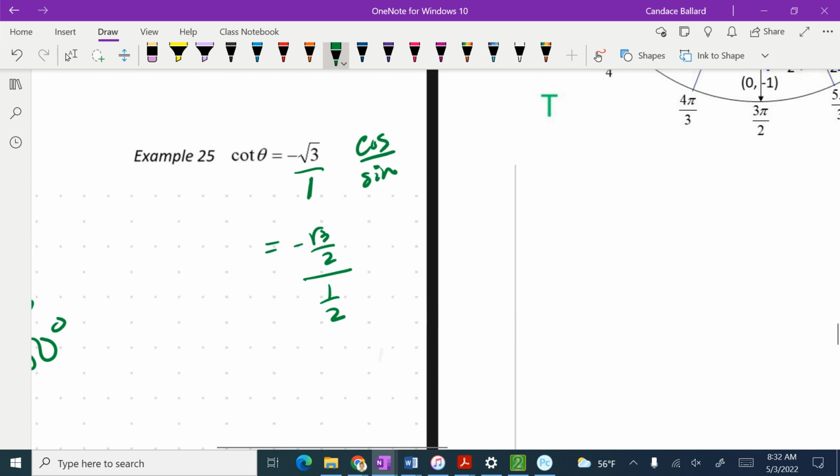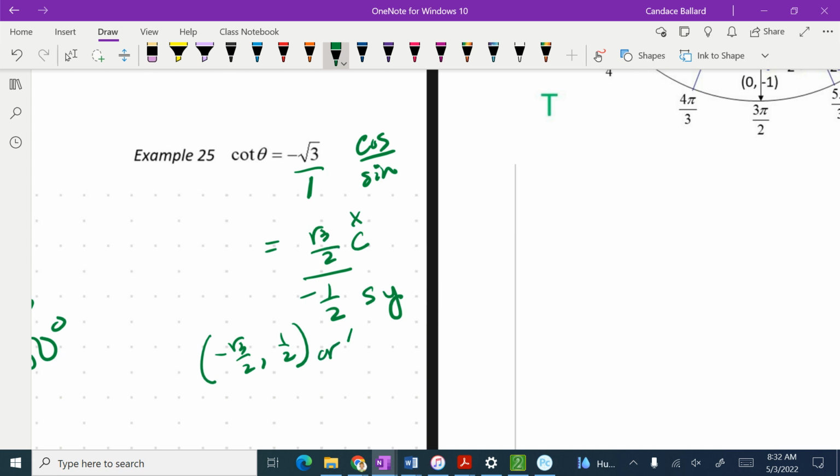What that means is the coordinate I'm looking for, this would be the x part of the coordinate, this would be the y part of the coordinate for cosine and sine, is negative square root of 3 over 2, 1/2. So I'm looking for that one. But does my negative sign have to be in the top? Did I have to put the negative here? Could it have been down at the bottom? Yeah, so the other coordinate I am looking for is square root of 3 over 2, negative 1/2. So I need both of those coordinates in order to find this one.